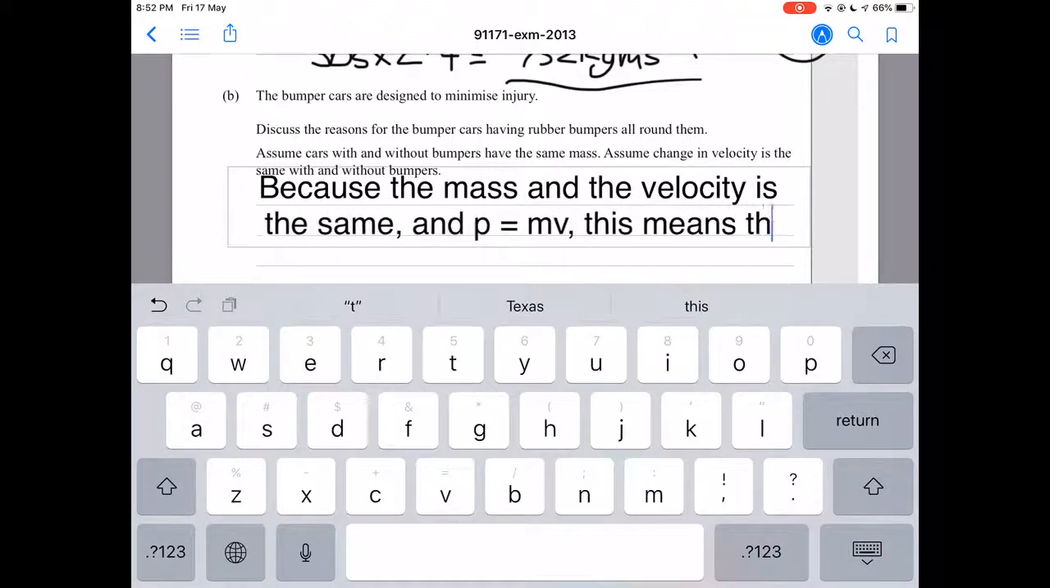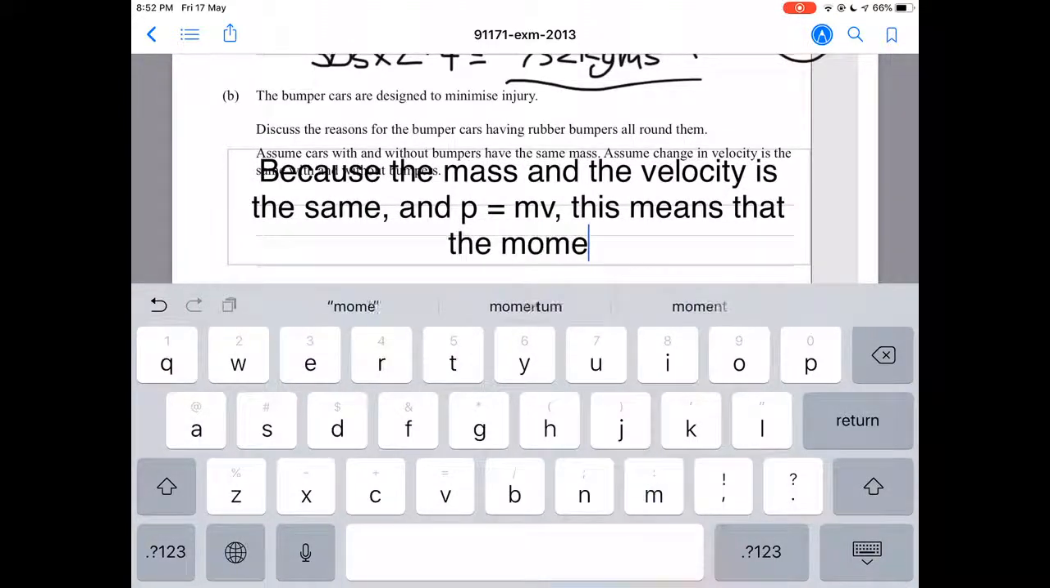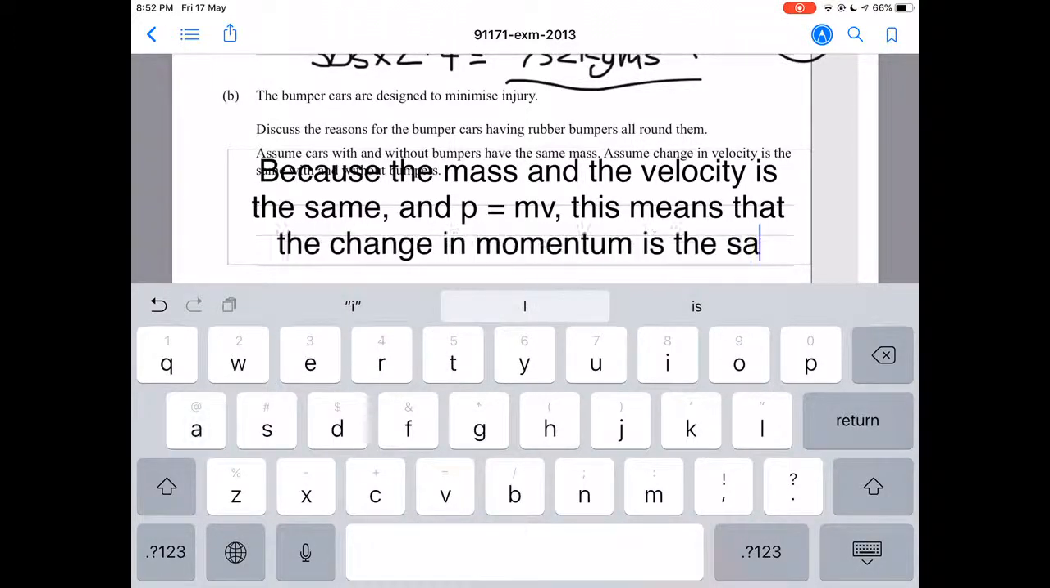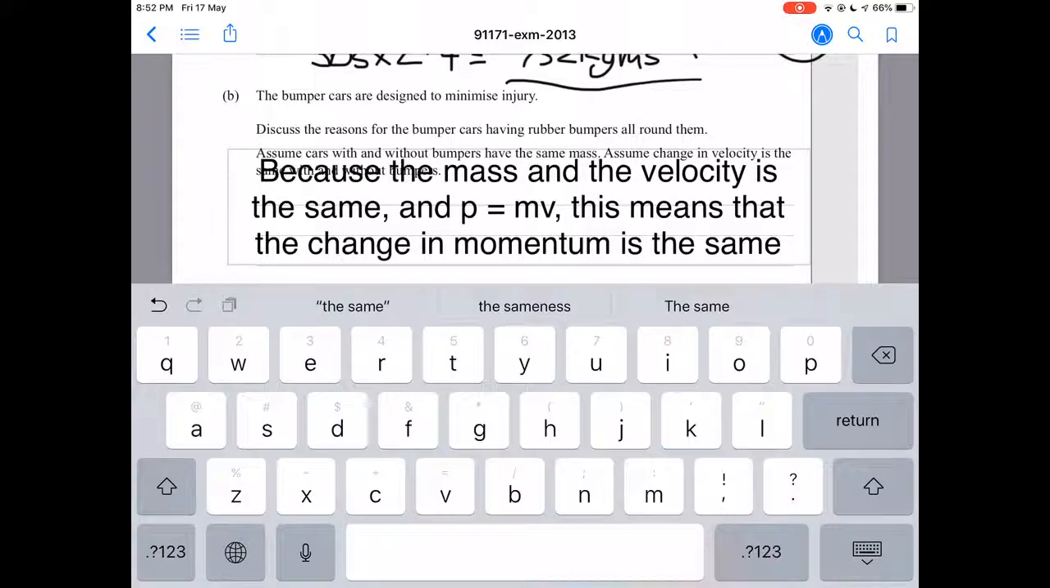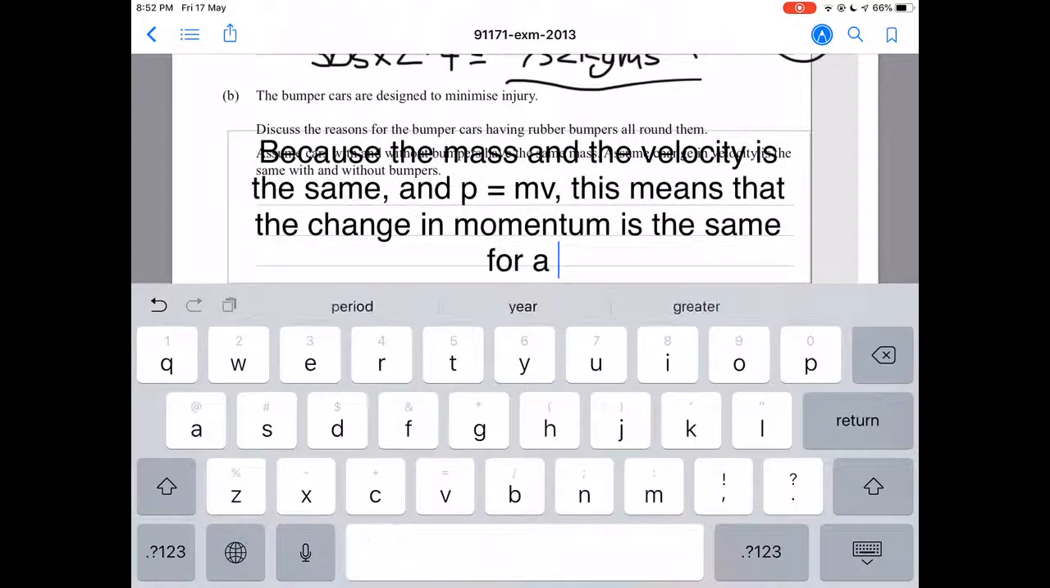This means that the change in momentum is the same for any bumper car. It's the same because we assume that the mass and velocity is the same. That's the only reason. Okay.